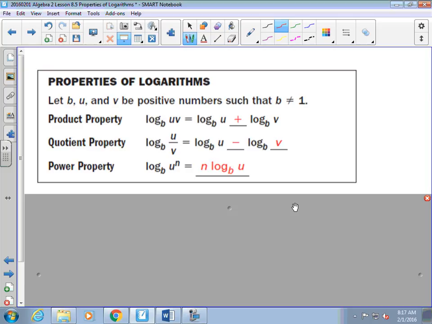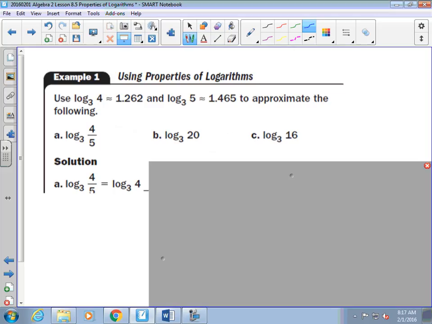And then the power property says that log base b of u to the n power is the same thing as moving that n, just taking it and bringing it to the front: n times the log base b of u. And again, let's look at that with some numbers mixed in and make a little bit better sense.